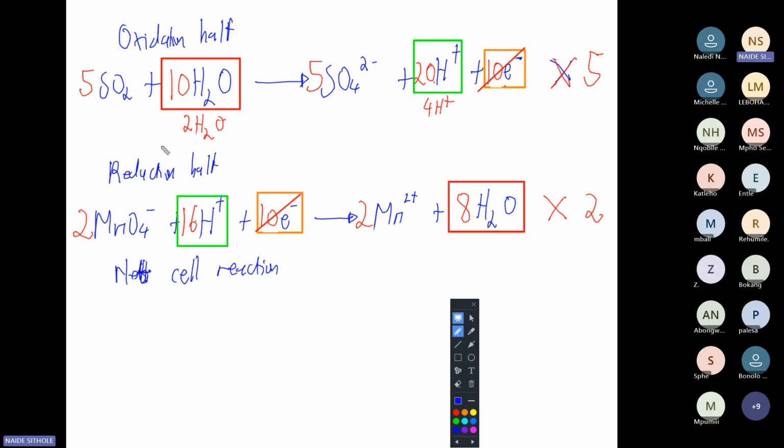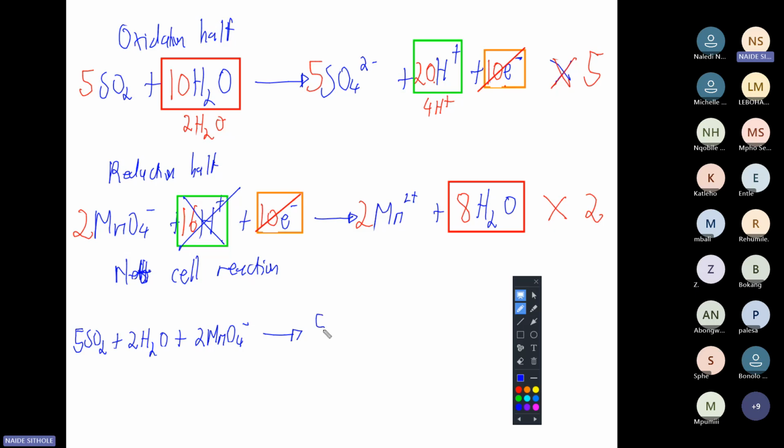I'm going to drop everything here. So 5SO2. Then remember that 10 minus that 8, so we are left with 2H2O. That's what's on the left of the arrow here. Then I have to take what's on the left of the arrow on this one. 2MnO4-. I circle because remember it's a minus here. I circle this. And then here I have 5SO4 2-.